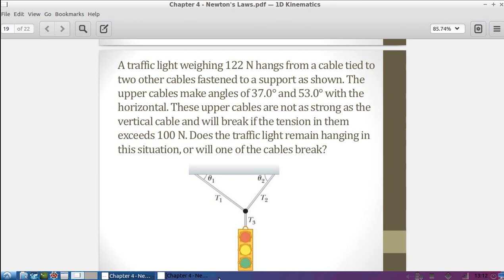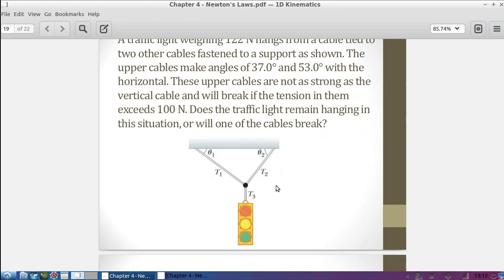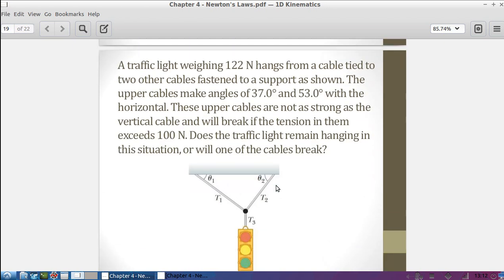Alright, so we're picking up with the rest of chapter 4. Our first couple examples were Newton's second law in one dimension, but in this case we have forces that are going to be acting in two dimensions. Newton's second law is a vector equation, so we're going to have to account for the forces acting in both the x and y direction.